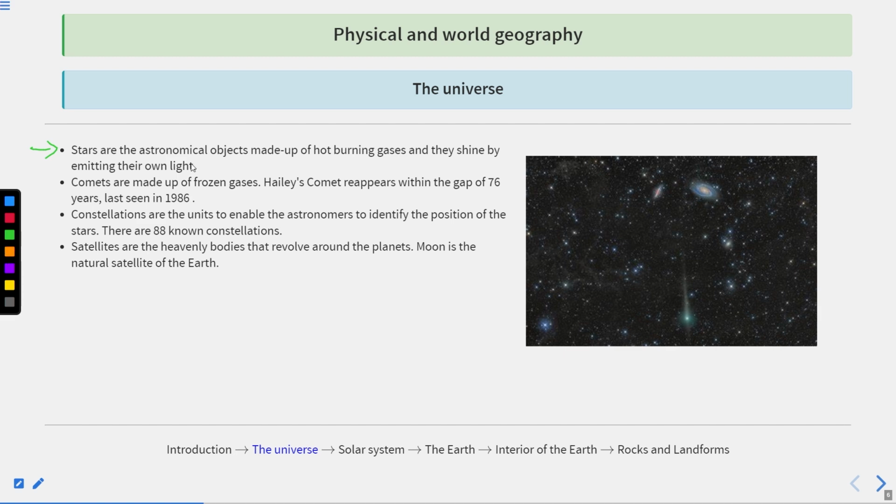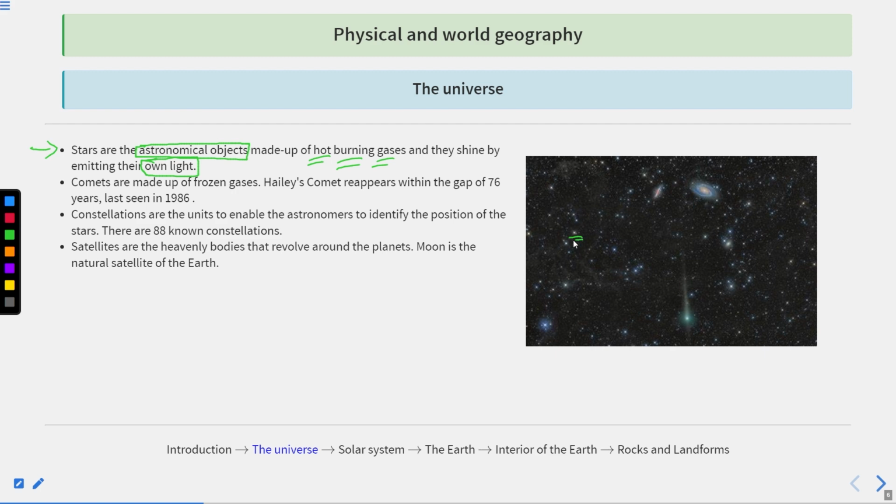The stars, in geography in the normal sense, are astronomical objects. It means space objects. And the stars are made up of hot burning gases, and they shine by emitting their own light. It means whenever you look at the sky during the night time, you always see this type of objects in the sky, right? So these are the stars.